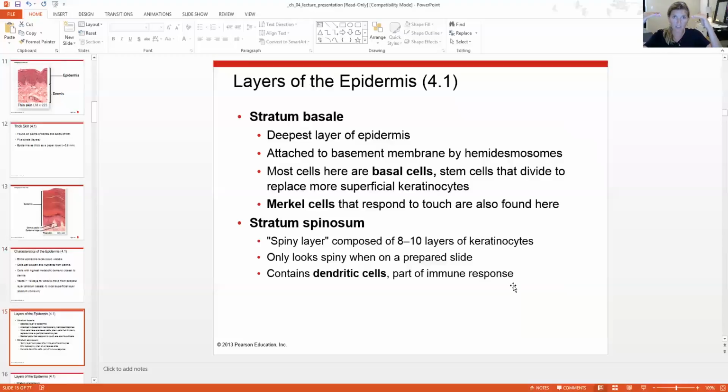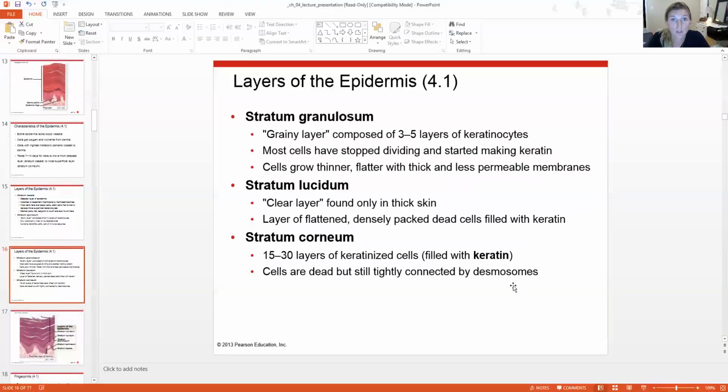The next layer is called the stratum spinosum. The stratum spinosum is called that because the cells actually start to look a little spiny as they begin to dehydrate and fill with keratin. There's also some special immune cells in this layer called dendritic cells. The stratum granulosum is the next layer. Here the cells start to look grainy or spotted because, again, they're filling with that keratin protein and they're still continuing to dehydrate. They grow a little bit flatter. They're not as puffy as they used to be.